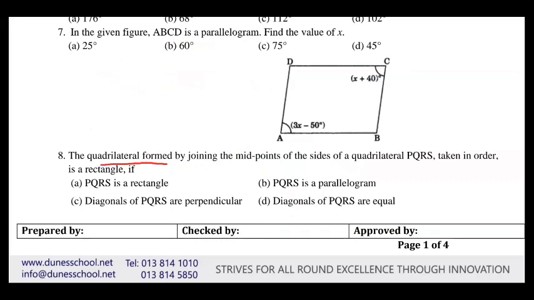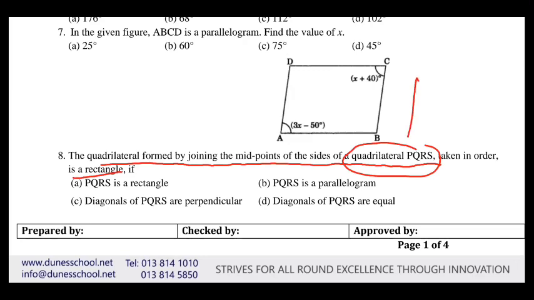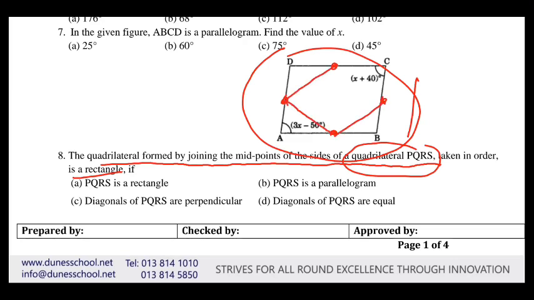The quadrilateral formed by joining the midpoints of the sides of the quadrilateral PQRS, taken in order, is a rectangle. The question they have given here, beta, is: if you have a quadrilateral, for example, keep a quadrilateral, okay? In this quadrilateral, if you mark the midpoints and then form lines joining them, then you want to have a rectangle here. You should get a rectangle in this, okay?